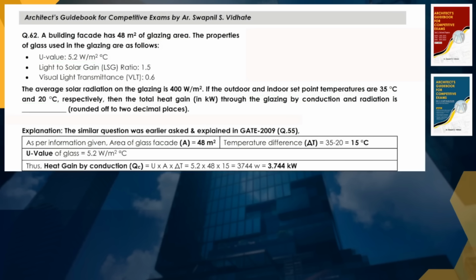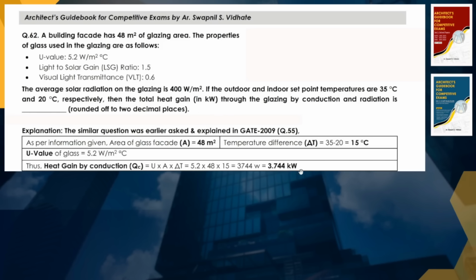So by the formula which we have already discussed in this question, 55 upgrade 2009, the heat gain by conduction, that is QC, will be the multiplication of U value, area, and temperature difference. So that means U into A into delta T. So 5.2, the U value, which is already provided, multiplied by area 48, multiplied by the temperature difference, that is 15. So the multiplication will be 3744 watts. You need to convert this into kilowatts, because the answer expected is in kilowatts, so it will be 3.744 kilowatt.